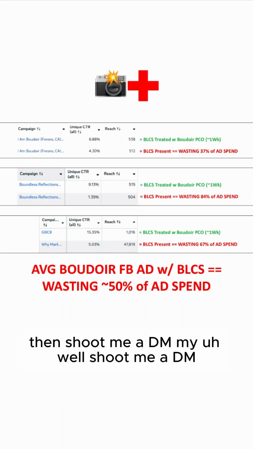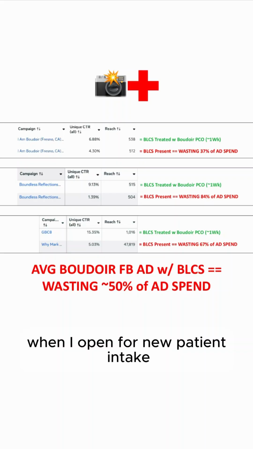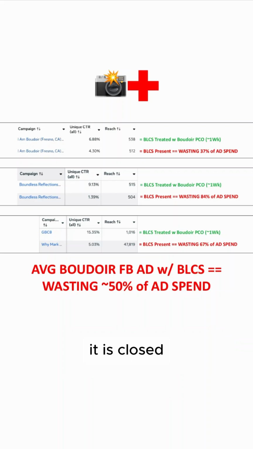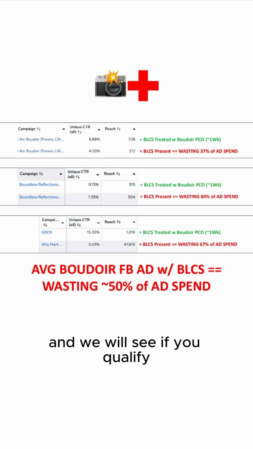Then shoot me a DM when I open for new patient intake. So new patient intake is not open right now. It is closed. But shoot me a DM when I do open it up, and we will see if you qualify.